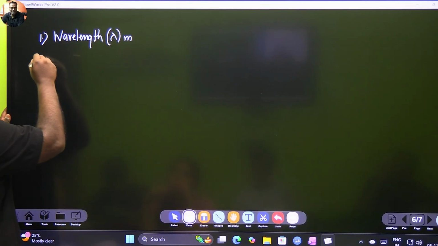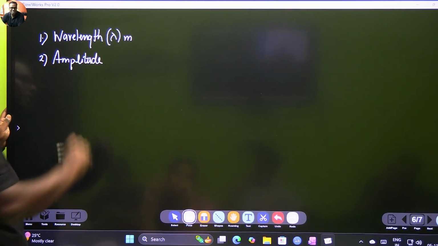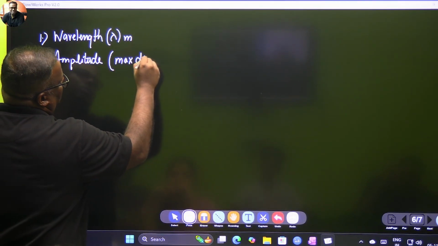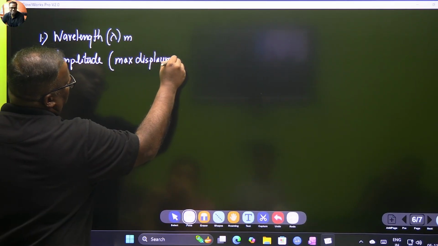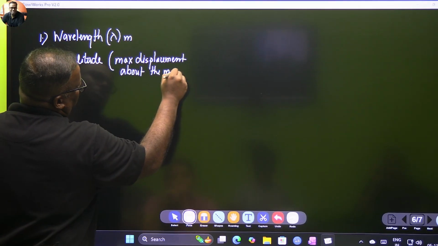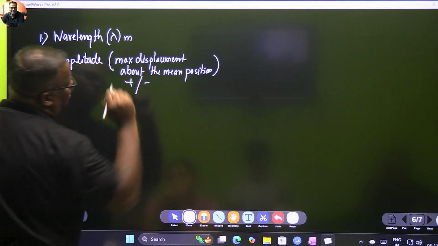Tell me, do you understand what is wavelength? Distance covered by a wave in one cycle, usually represented by lambda in meters. Do you understand what is amplitude? From amplitude in grade 9 you won't get any mathematics. Amplitude is only for logical answering. Amplitude is the max displacement about the mean position. Very good. That means amplitude can be positive, can be negative also.